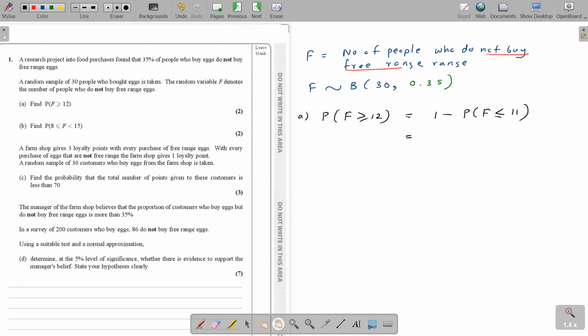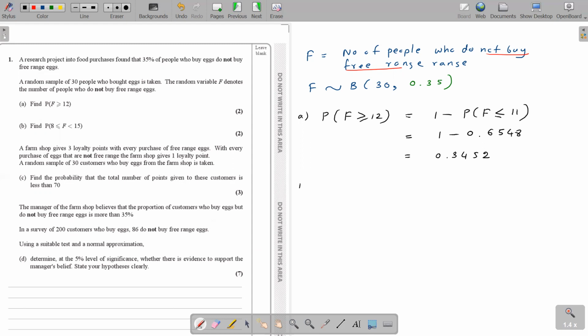Can I know the answer here? So you must go to the binomial distribution table. You must go to the place where n is 30. Go to the probability column 0.35 and go to the x value 11. How much is the answer? 1 minus 0.6548. So how much is it? 0.3452. So this is from the table.